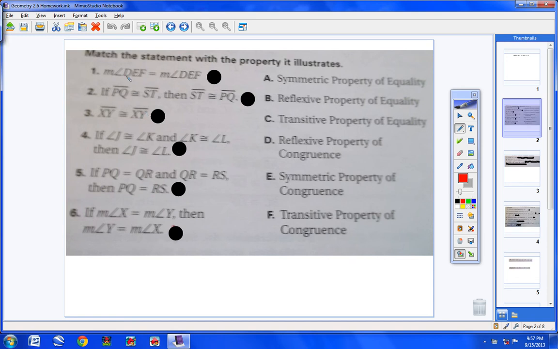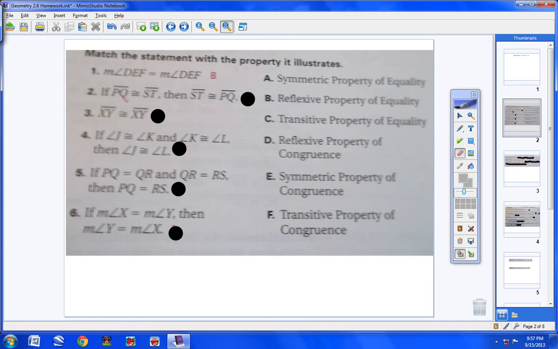All right, measure of angle DEF equals the measure of angle DEF. That is an example of the reflexive property. The example I gave you in your notes was AB equals AB, and the reflexive property, of course, would be, let me slide this over here, looks like the reflexive property would be letter B. Let me scribble that, letter B, there we go.